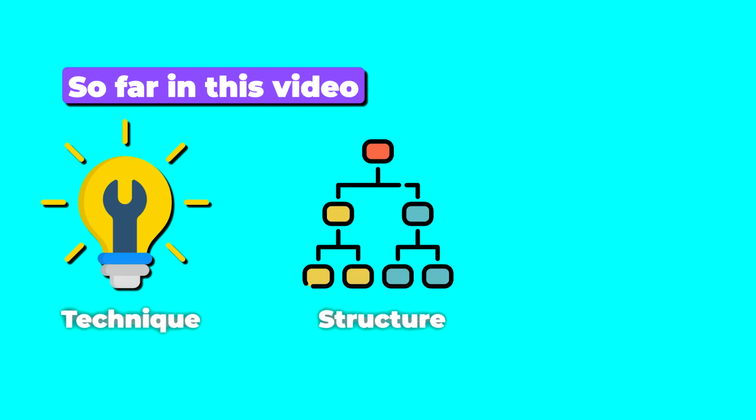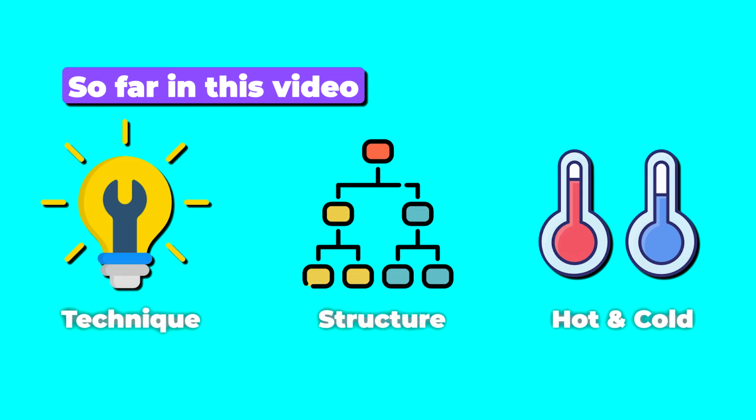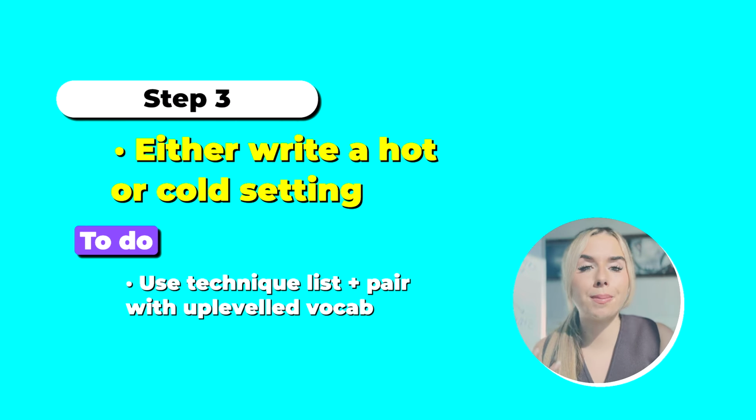What we've done is we've got our techniques, we've got our structure. Now we want to choose if we're writing up a hot or cold setting, completely up to you, you can decide. Then what you want to do is pair that with some up-leveled vocab that you're going to use, because now you know you're going to be describing somewhere hot or cold. You want to get some vocab and some phrases that you're going to put in among your structure and techniques that's going to help you get that grade 9.